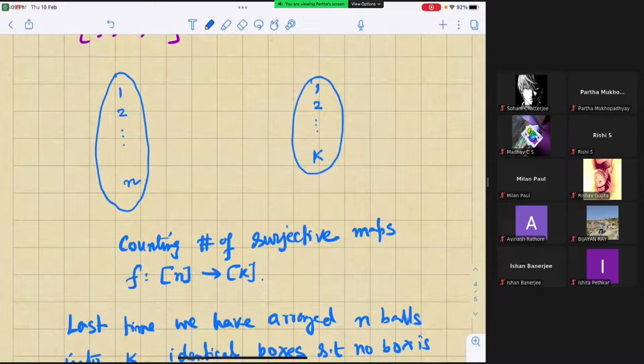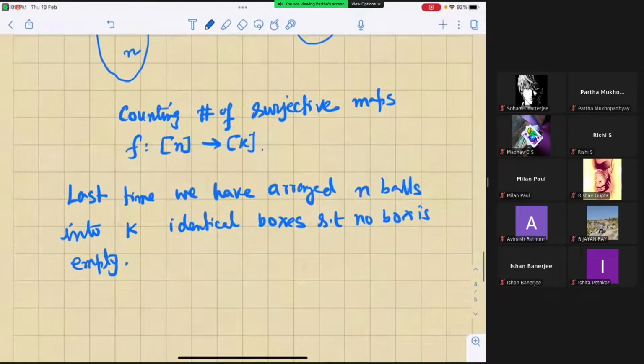That's the reason someone already suggested that the answer should be factorial k times the Stirling number of the second kind, right? Is that what you said, Nilarjan? Yes, sir. Okay, good. So the number equals factorial k times S(n,k).